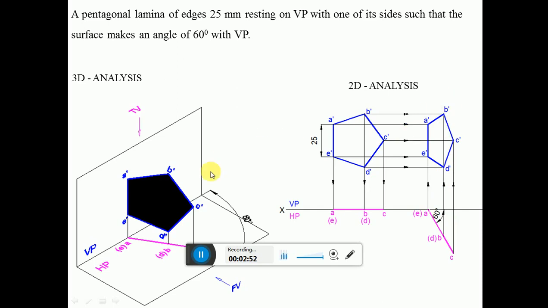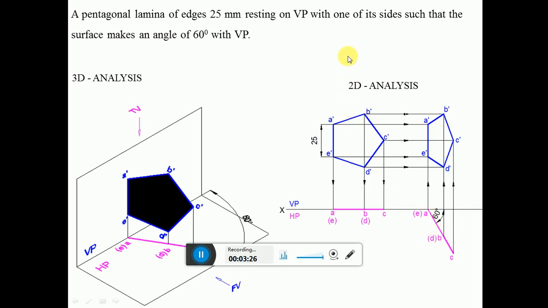So here, since it is resting on one of its sides on the vertical plane, AE is going to be on the vertical plane. Consider any point on this and draw a 60 degree line. Then take the length from A to C using the compass and cut it from A. Similarly, measure the length from A to B and cut an arc again from A to get the point B. Then you name them A, B, C, D, E.